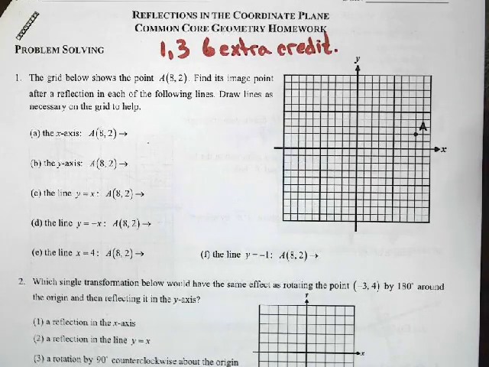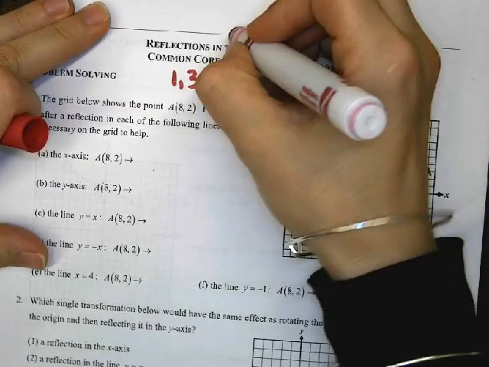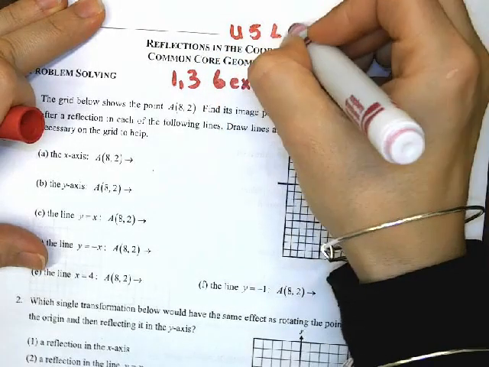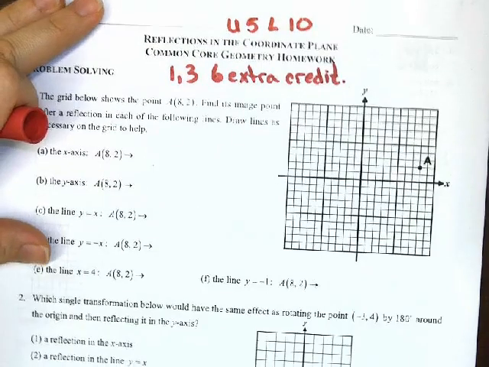Alright, so I'm going to get you guys started on your homework. Now remember, your homework was Unit 5, Lesson 10. And you guys were doing 1-3 with 6 with extra credit. So again, at the bottom of your page, you should be able to see Unit 5, and then it should say Lesson 10 for reflections. Right, it should match.